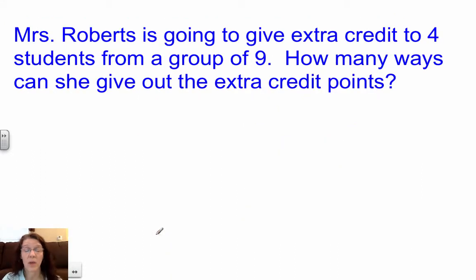Pause it when I get done reading it, so that you can try it and see what you think and see if you get the right answer. It says Mrs. Roberts is going to give extra credit to 4 students from a group of 9. How many ways can she give out the extra credit points?